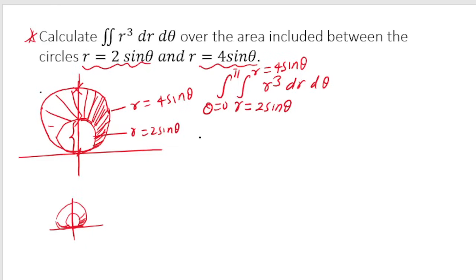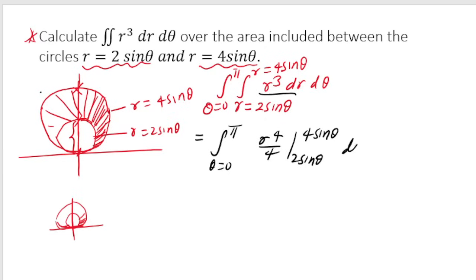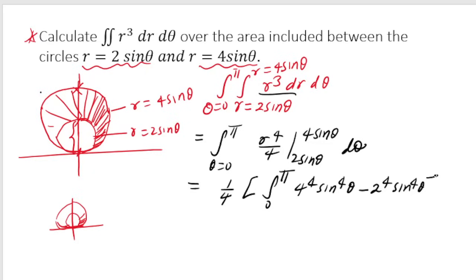Now let us quickly evaluate it. So this is equal to theta from 0 to pi. Integration of r cube will be actually r to the power 4 by 4. Limit is 2 sine theta to 4 sine theta, and d theta. And then 1 by 4 is a constant. Integration from 0 to pi, and 4 to the power 4 sine to the power 4 theta minus 2 to the power 4 sine to the power 4 theta, and we have to integrate this d theta.